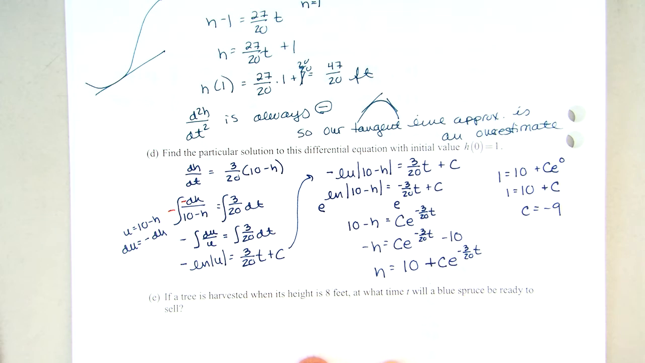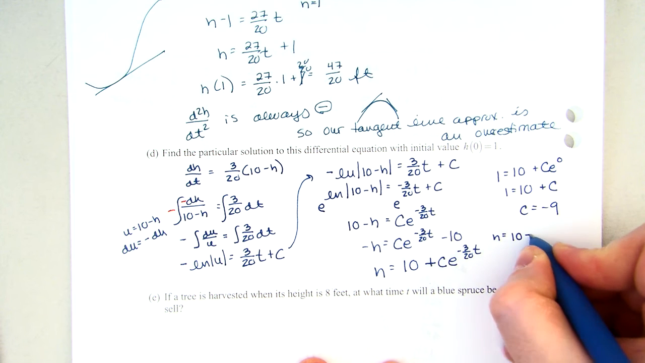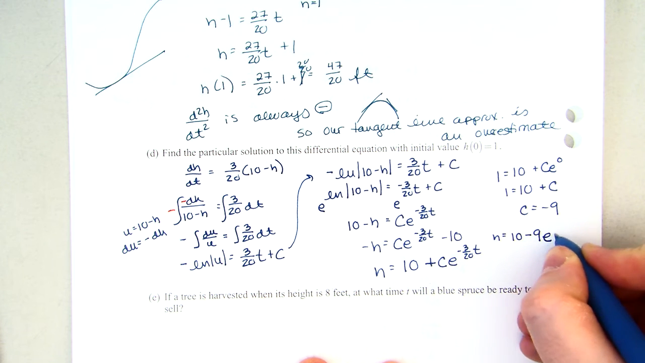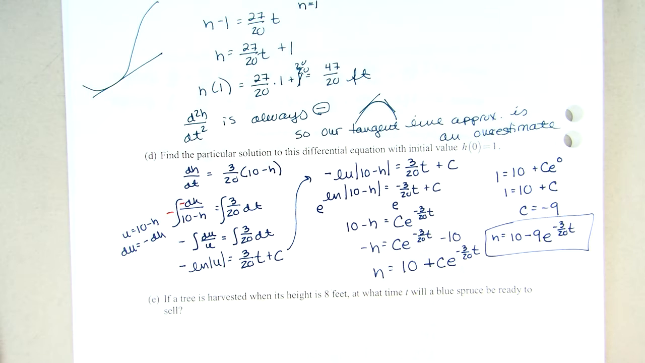C is -9, unless you put a -c in the problem, and then c will be +9. That's why I kept saying it doesn't really matter what you do. I'm going to get 10 minus 9 e to the -3 over 20 times t. No? What's wrong?